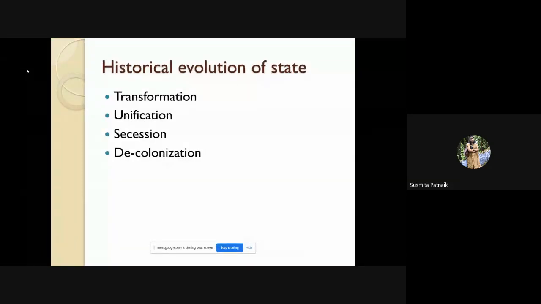Take for example the case of India, or maybe the case of the USSR. So the USSR also has its evolution through the process of transformations. There are many countries that are transformed from one to another, or they have originated or had their growth through the process of transformations.